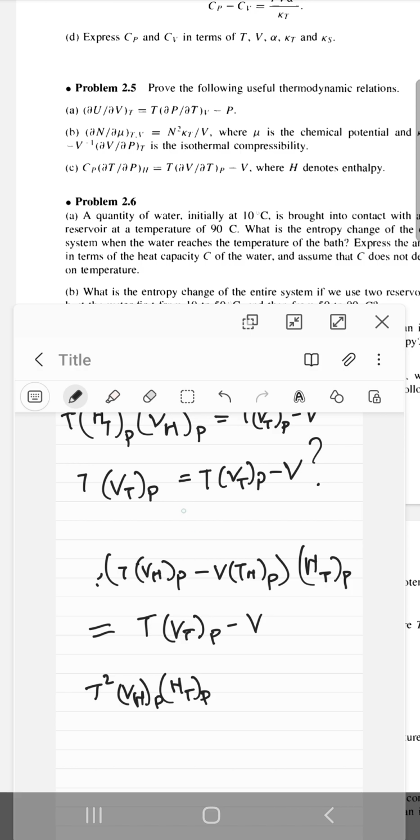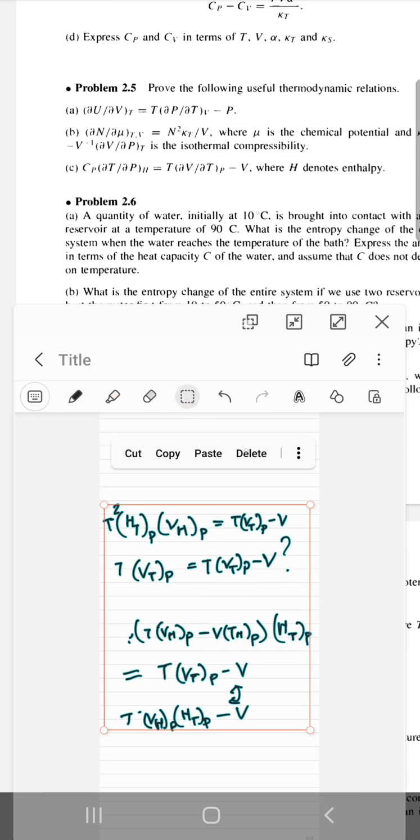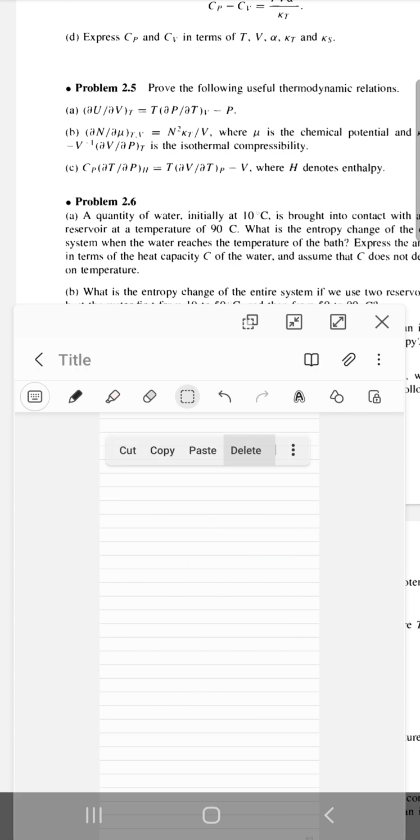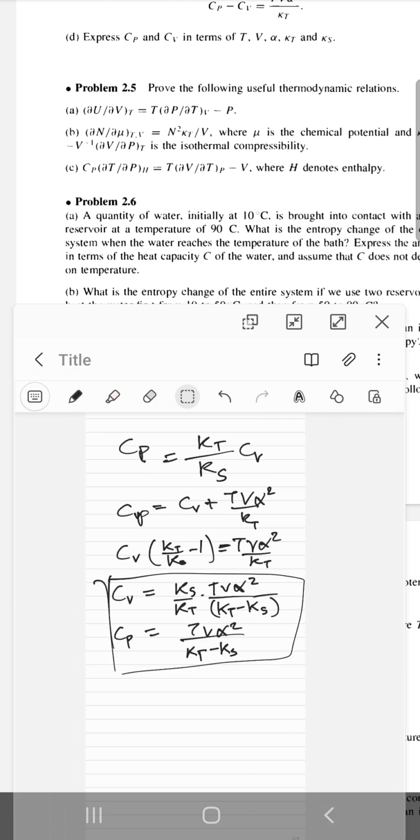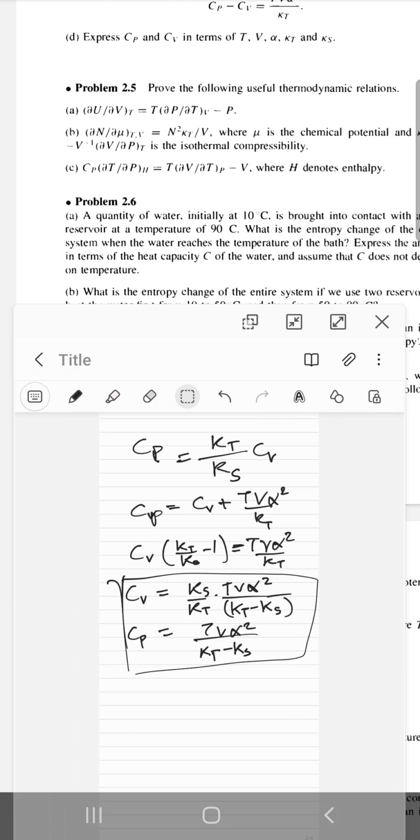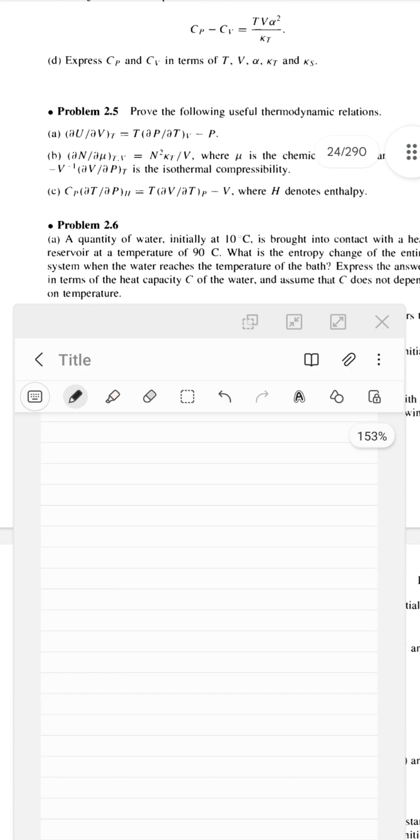Right. And so this just gives us T times (∂V/∂H)(∂H/∂T), all that stuff, minus V, is equal to this quantity, and that's trivially true at this point. So yeah, we just derived a new Maxwell relation, and that's how we were able to solve this. And so this whole thing is also done. Yeah, so that's 2.5, isn't it? Okay, part b is remaining, I think.